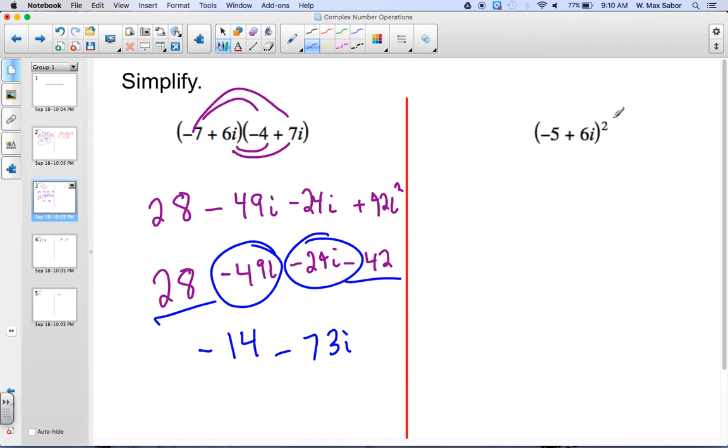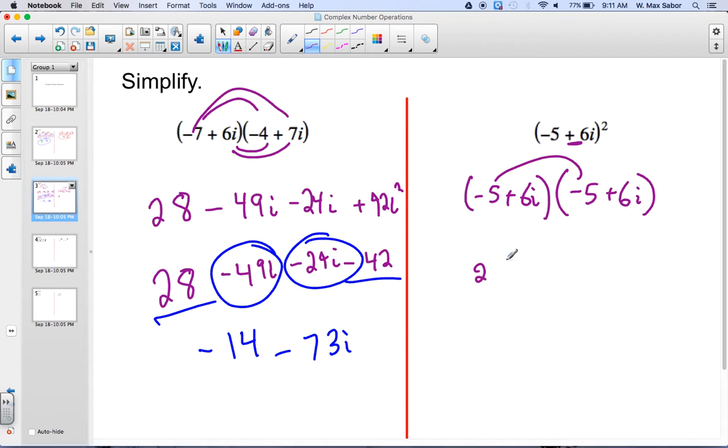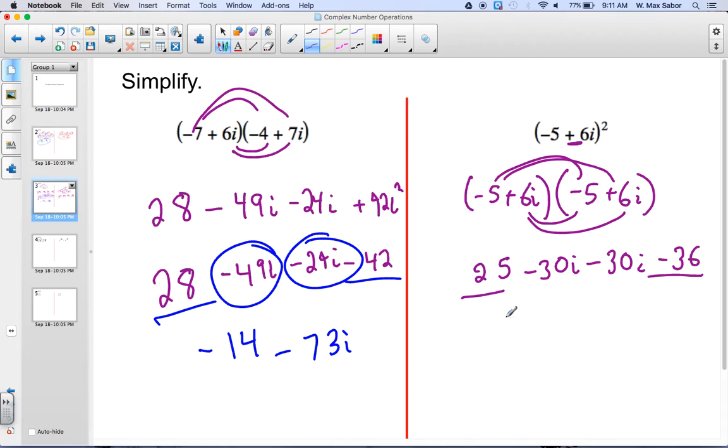Hopefully you're not going to try to distribute this because there's addition inside. This is negative 5 plus 6i times itself. So negative 5 times negative 5 is 25. Negative 5 times 6i is negative 30i. 6i times negative 5 is negative 30i. And 6i times 6i is, we could write it as 36i squared, but I'm just going to go ahead and write it as negative 36 because i times i is negative 1. Combine the real parts and get negative 11. Combine the imaginary parts, get negative 60i.